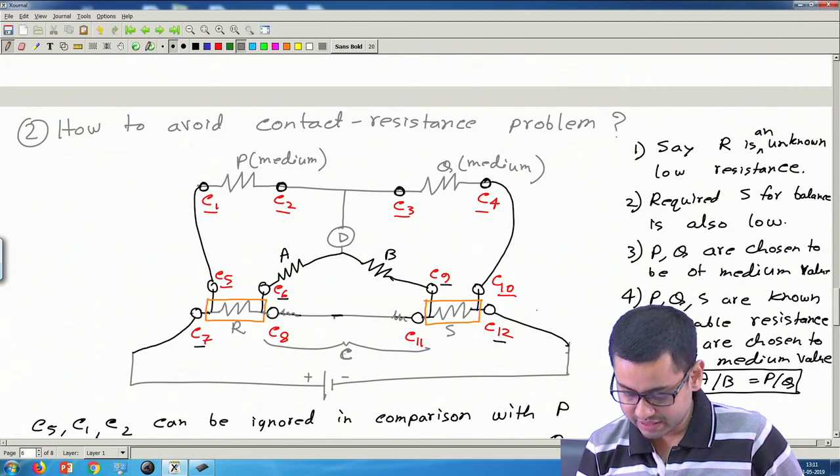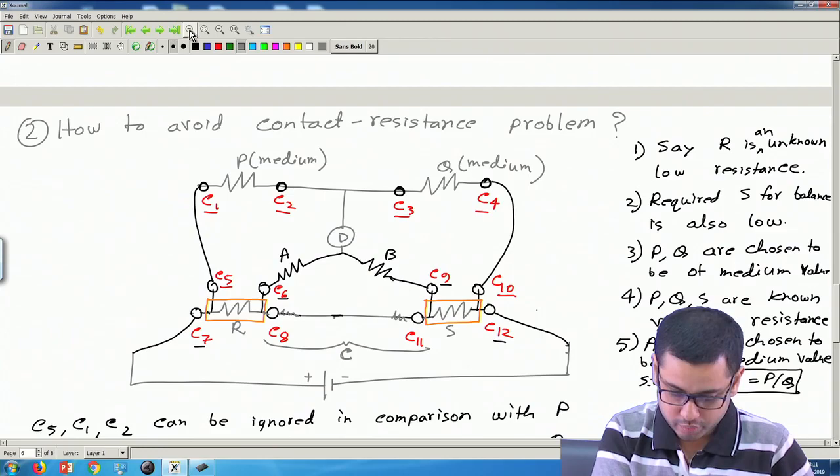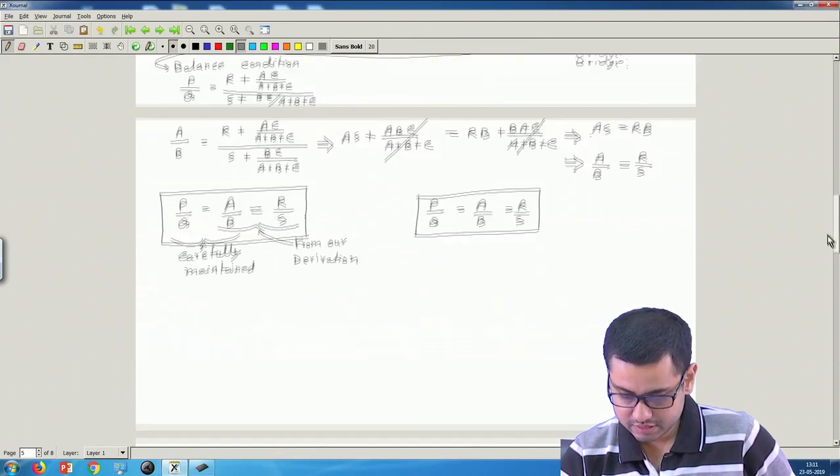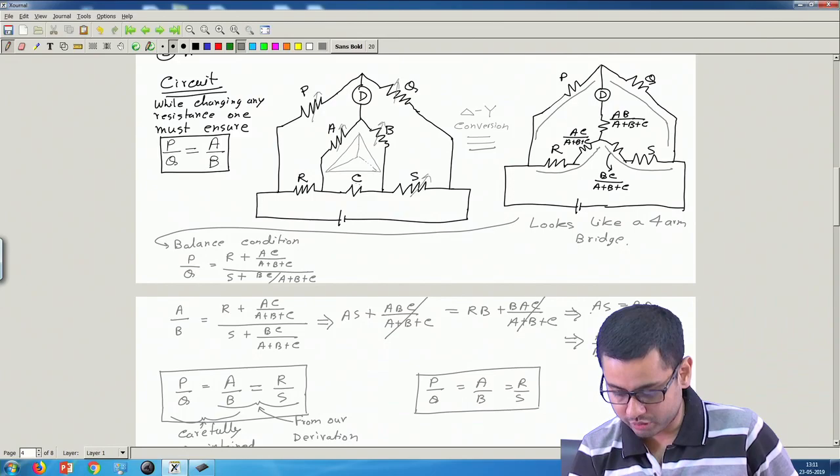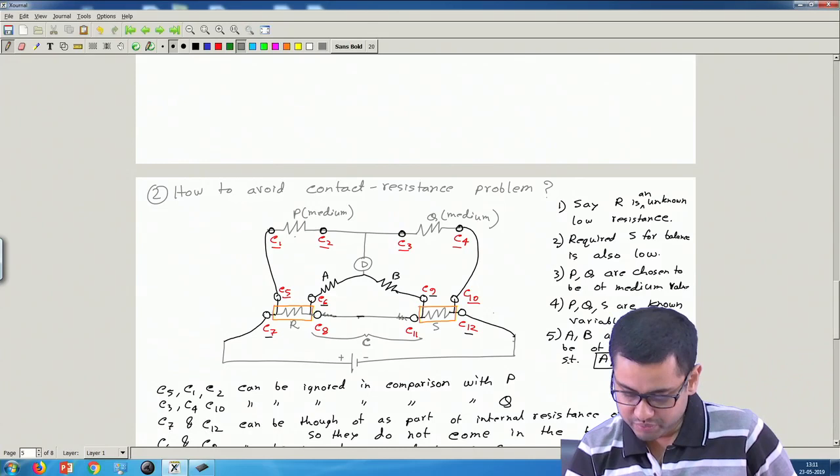Let me zoom out and show you the two circuits. So this is the Kelvin double bridge. We have, say, P, Q, R, S. Between R and S, we have some resistance C. Here also P, Q, R, S. Between R and S, we have C. And across C, we have A and B.